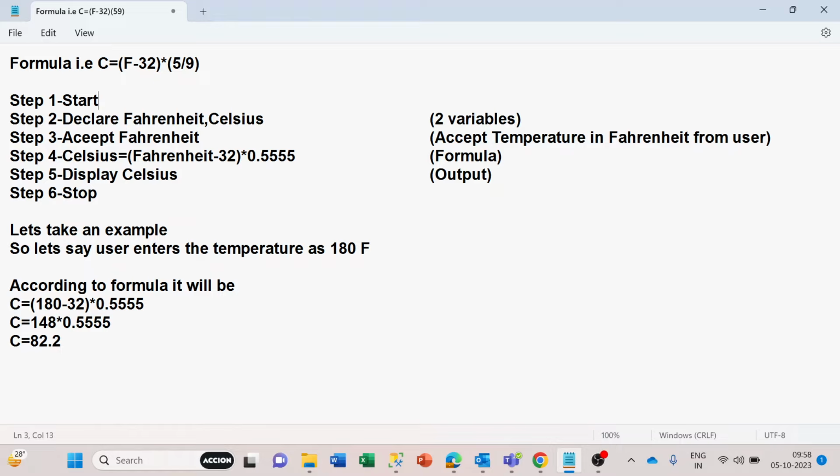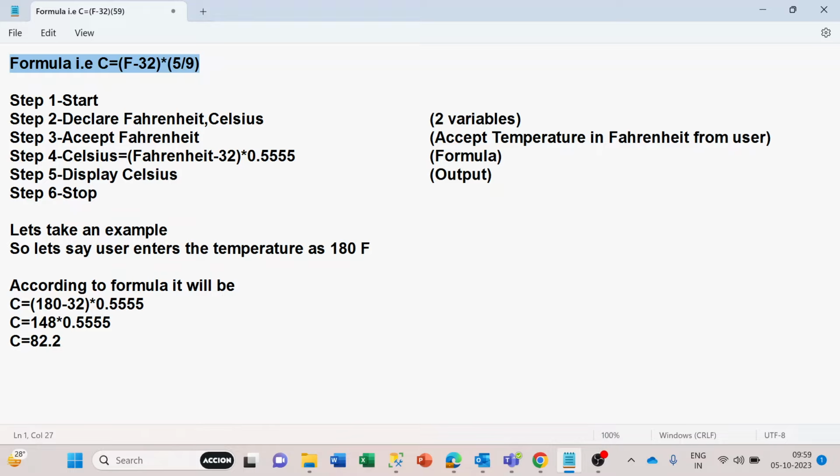Step 1. We'll begin by understanding the formula. Celsius and Fahrenheit are two different temperature scales. The formula to convert Fahrenheit to Celsius is Celsius equals (Fahrenheit minus 32) multiplied by 5 divided by 9.